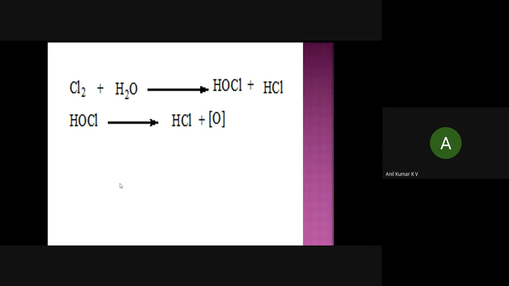The formula is Cl2, chlorine, plus H2O, water, gives rise to HOCl, that is called hypochlorous acid, plus HCl. This HOCl is again dissociated into HCl, releasing oxygen. That oxygen is called nascent oxygen, which is a powerful oxidizing agent and which kills the microorganisms.